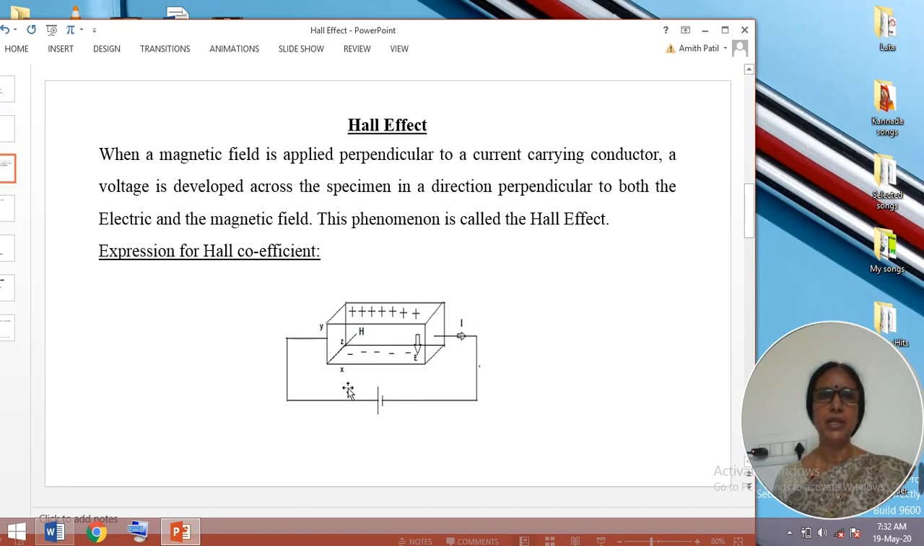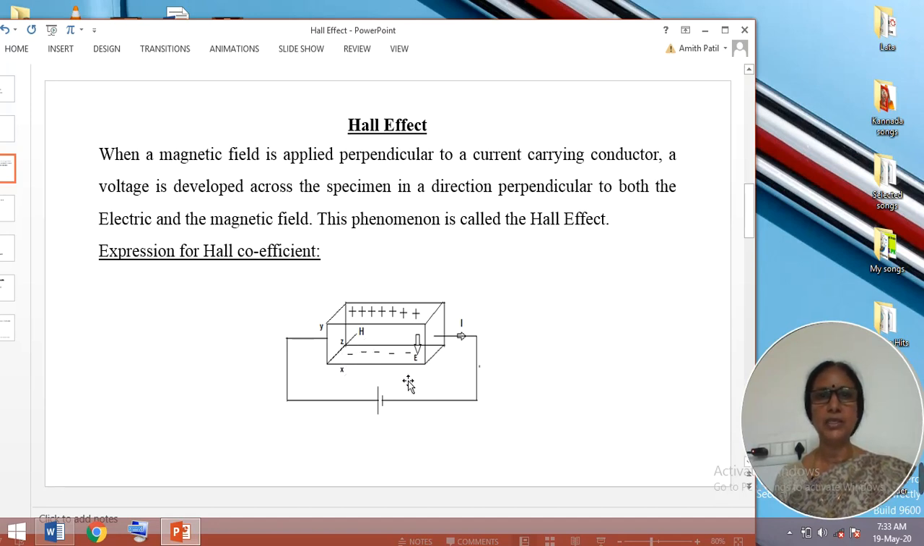That is, when an electric field is applied, suppose along the x direction, and the magnetic field is applied along the z direction, an electric field is going to be produced along the y direction. So let us understand how exactly the electric field is produced along the y direction. For that, I am considering a specimen for which the electric field is applied along the x direction by means of this battery. Now let us consider the current is carried in this specimen by electrons of charge minus e. Now the magnetic field is applied along the z direction.